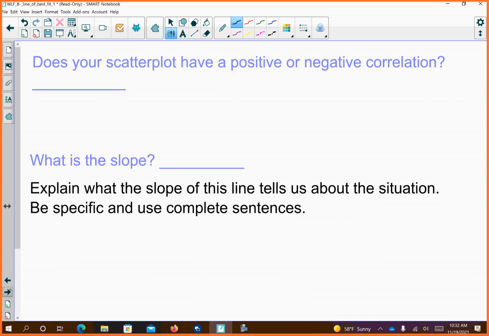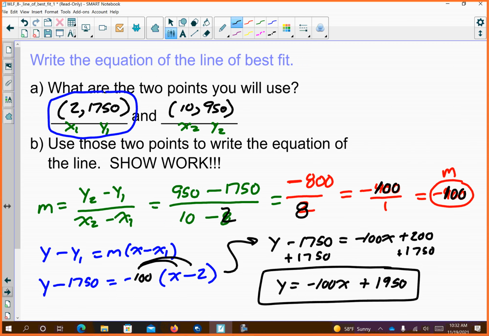All right. Does your scatter plot have positive or negative correlation? Was the slope negative? The slope was negative, therefore it has negative correlation. That's all correlation means: is the slope positive or negative? Okay, so what is the slope? What was the equation? y equals negative 100x plus, what was the rest of it on mine, 1950?